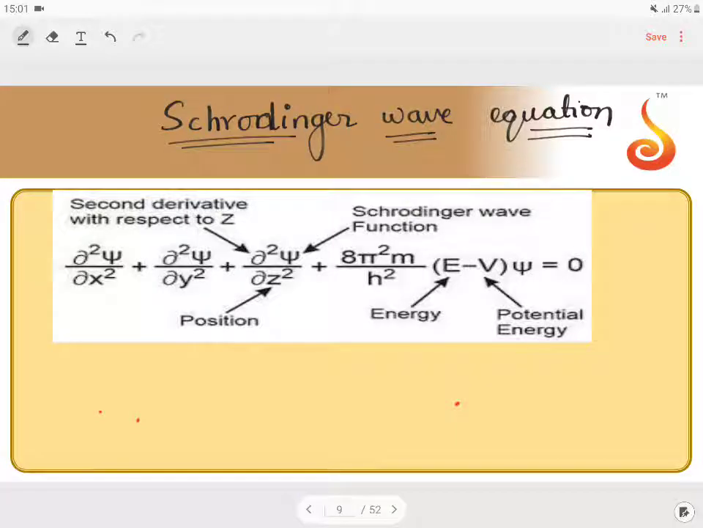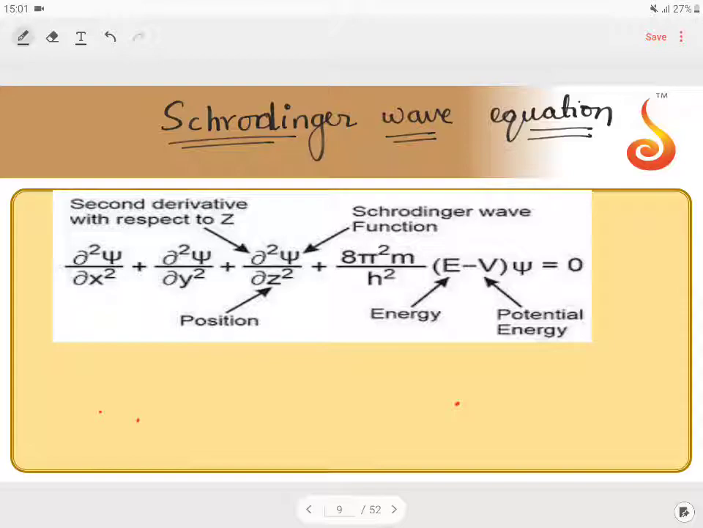Schrodinger wave equation for hydrogen atom. So the first equation in quantum mechanics was developed independently by Schrodinger. And this Schrodinger wave equation was given for hydrogen atom because hydrogen atom was the simplest atom.